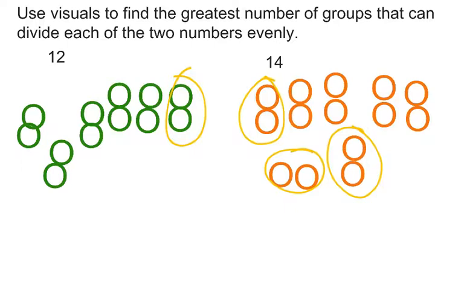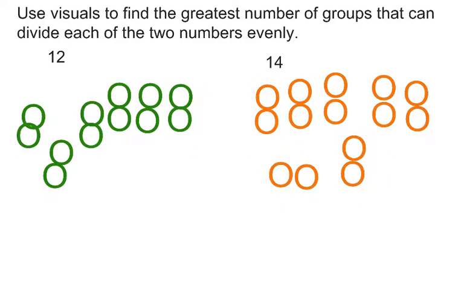Now I need to see, of course, if there are any other possibilities. Well, if I look at groups of 3, that'll work with my group of 12, but it will not work with 14. And I can just go down the list. Groups of 4 will work with 12, but not with 14. Groups of 7 would work with 14, but not with groups of 12.